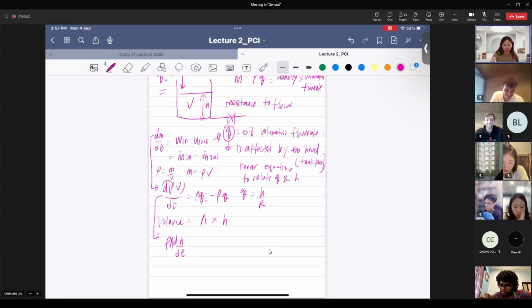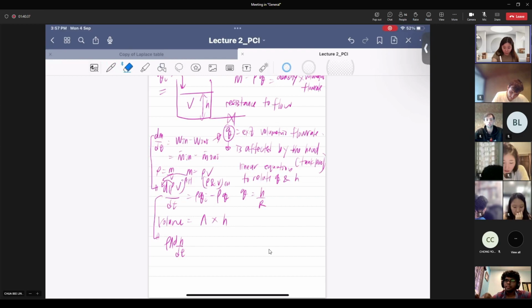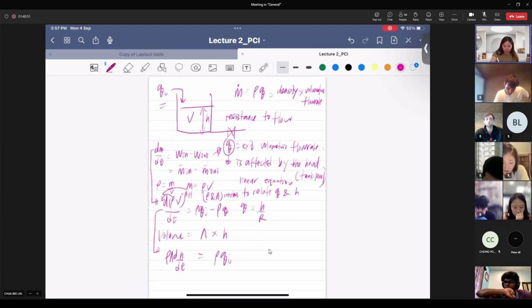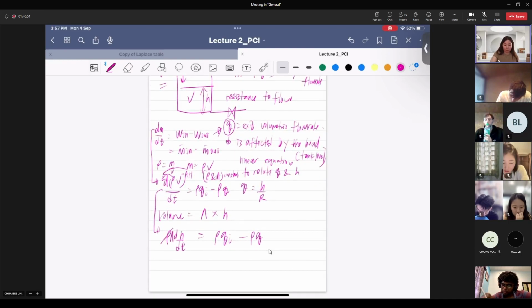Okay, so density moves here, expand the V equals AH. A is also outside because A is constant. Rho and A are constant, so you move the density and area outside, then equivalent to rho Qi minus rho Q. Okay, so you can cancel the density. You'll be having A dH over dt equivalent to Qi minus Q for your unsteady state mass balance.